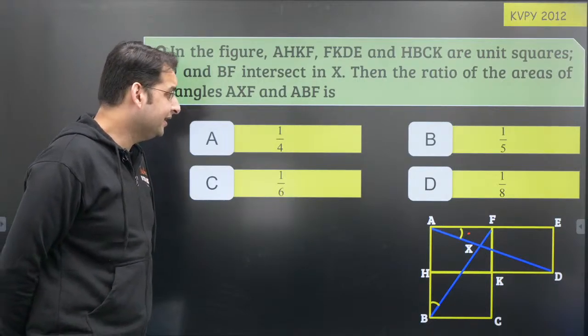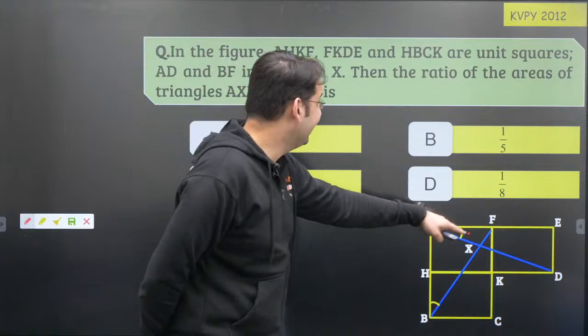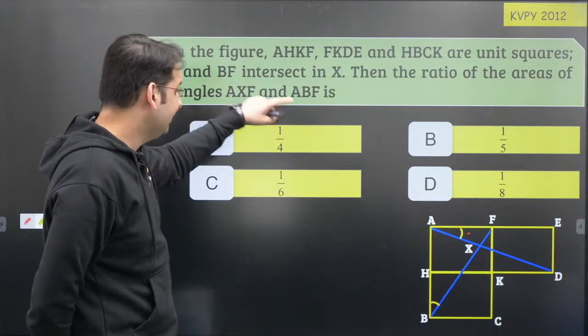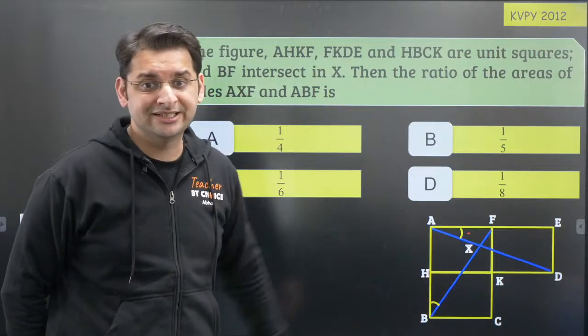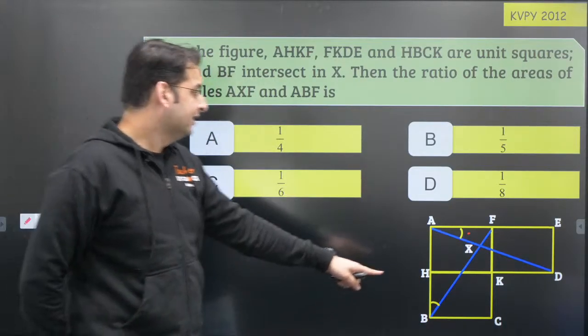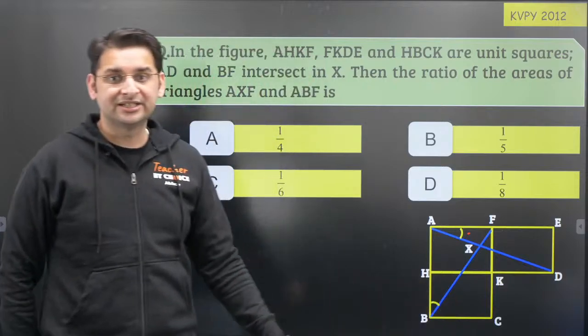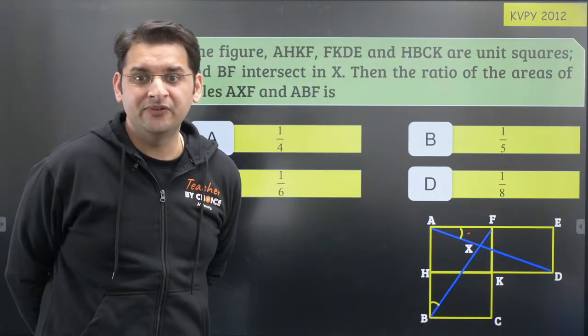So this is the question, guys. We need to find the ratio of the area of triangle AXF to triangle ABF. What will the ratio be? These are 3 unit squares aligned in such a way that these 2 lines intersect at point X. So what will happen, children? Can anyone do it? Let us see how many of you are able to answer.